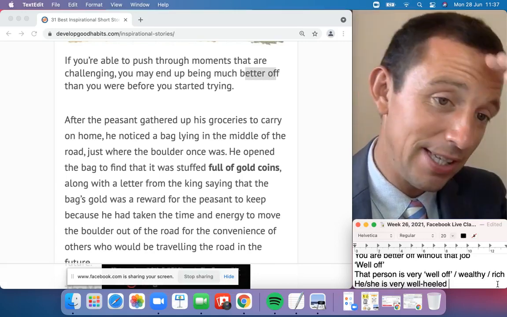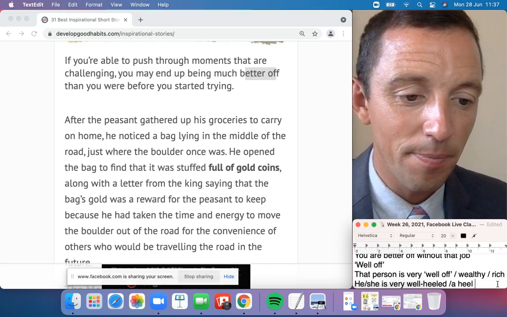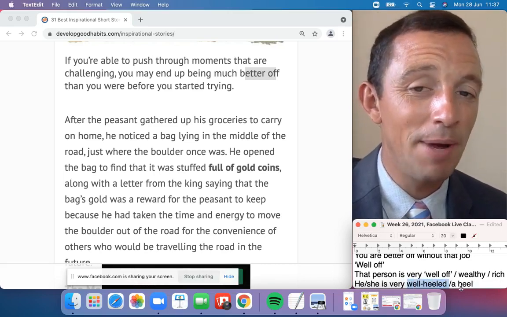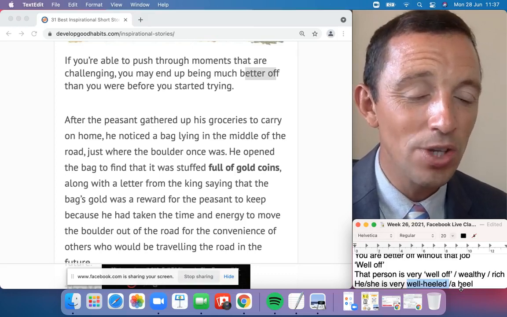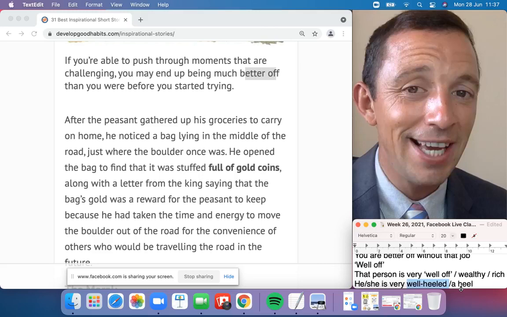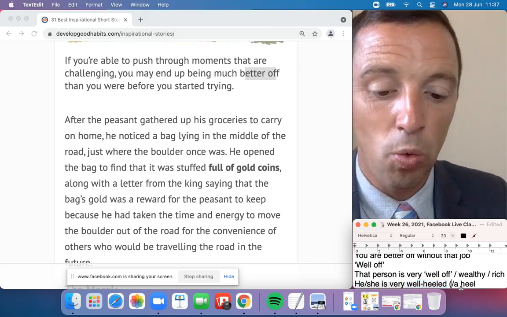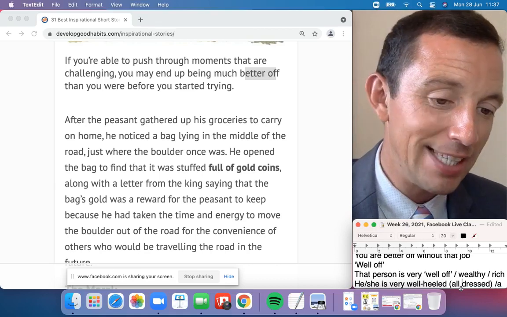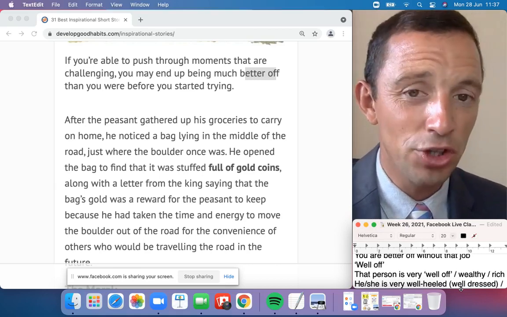So heeled is like attack on. Okay, and well heeled means well dressed. You wear maybe very elegant clothes. You maybe wear very expensive clothes. You're very well heeled. The significance is maybe well dressed. Okay, that is important as well, and it's a common expression for sure.